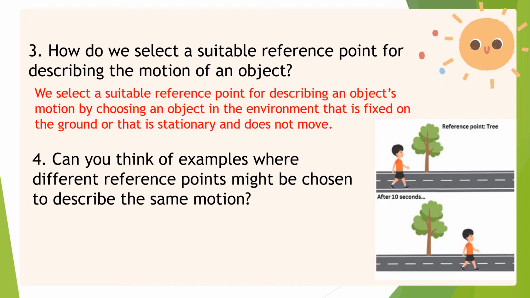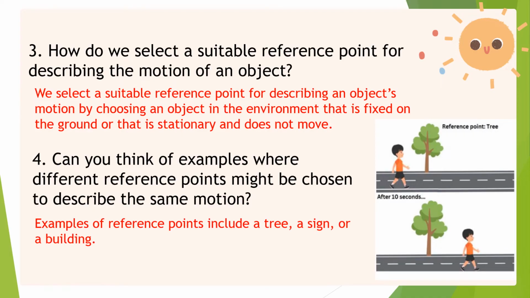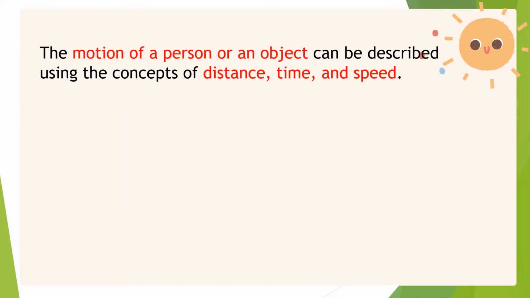Can you think of examples where different reference points might be chosen to describe the same motion? Examples of reference points include a tree, a sign, or a building. Now you may look around your room and identify some stationary objects that we can use as reference points.